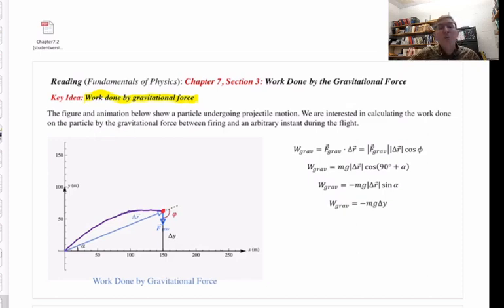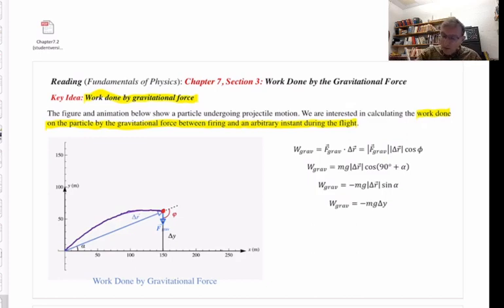Okay? How much work has the gravitational force done on this particle from the starting point to this point? That's my question. Okay? As I write here, we are interested in calculating the work done on the particle by the gravitational force between firing and arbitrary instant during flight, which I've just drawn there, an arbitrary instant. So I'm going to take us through the calculation. It's actually no new physics. It's the physics of the previous video lectures. That is to say, calculating work done by a constant force.